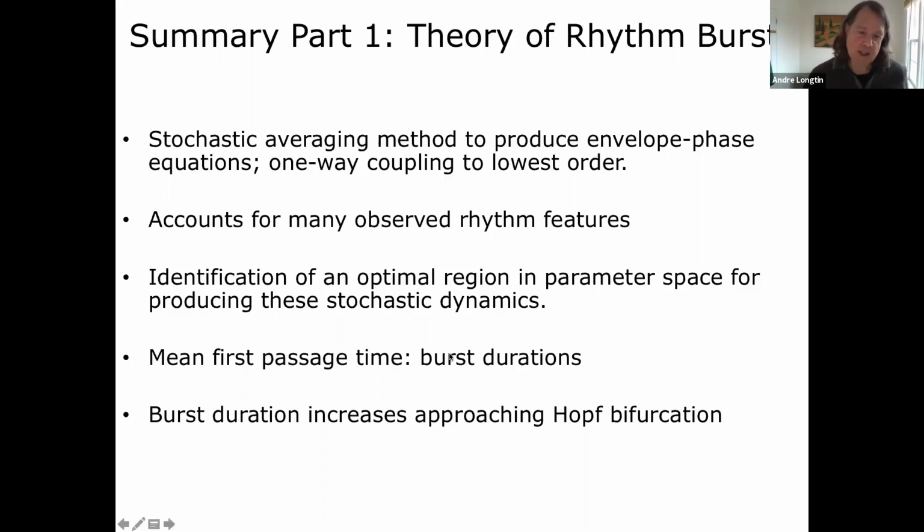We did a mean first passage time analysis on the 1D envelope dynamics. It gives you a fairly accurate description of the burst durations. And as you approach the Hopf bifurcation, the burst durations get longer. So that's maybe a sign of pathology in some systems. So you want to move back away to get your burst statistics in the right range.